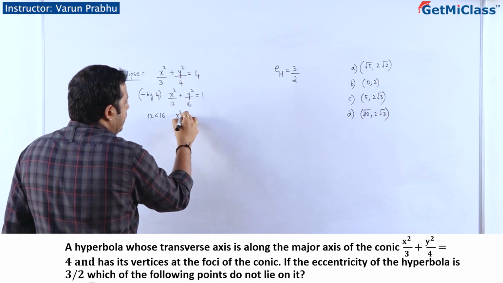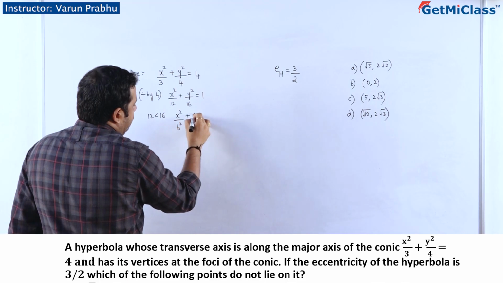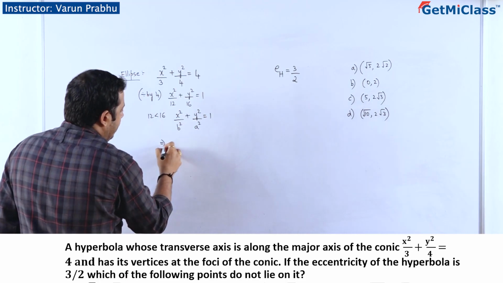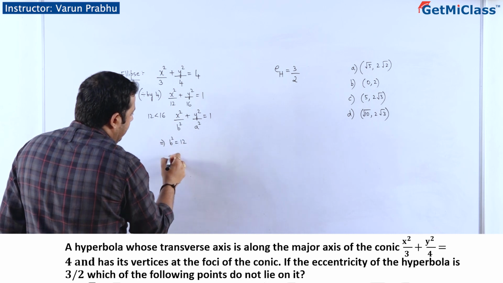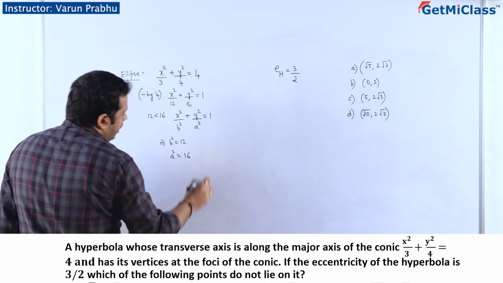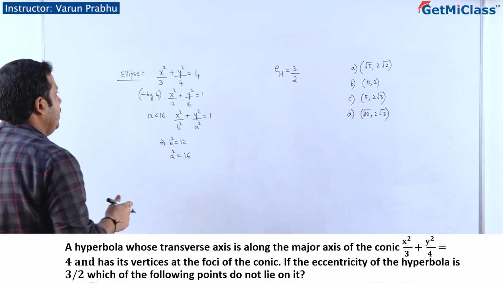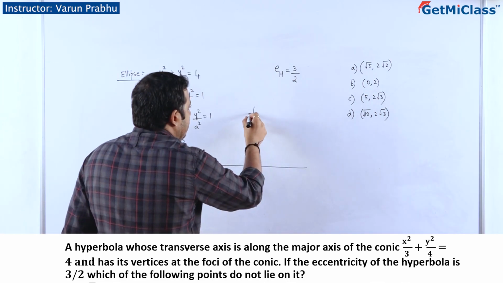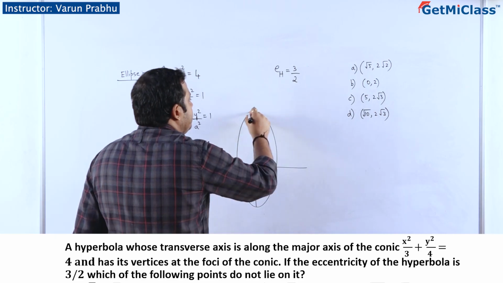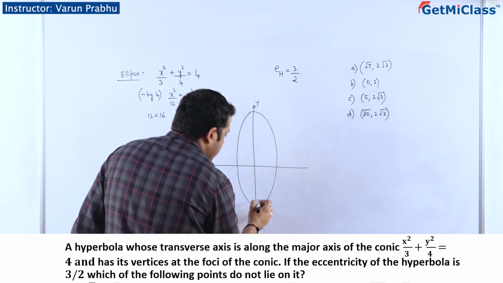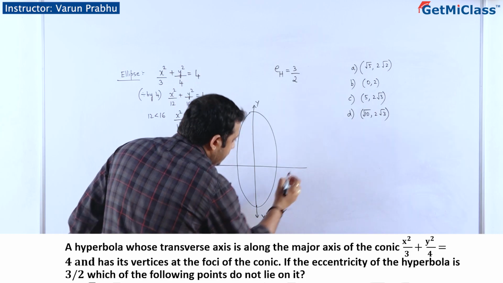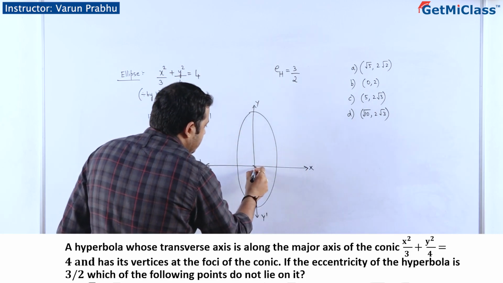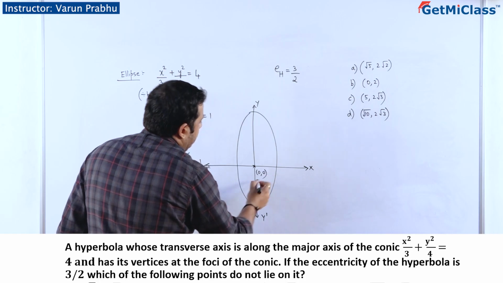So, I will compare with x square divided by b square plus y square divided by a square is equal to 1. This implies that b square is equal to 12, a square is equal to 16, correct or not? So, this particular ellipse will look like this. This is the ellipse, right? This is the y axis, this is the negative y axis, this is the x axis, this is the negative x axis, this is the origin here, correct?